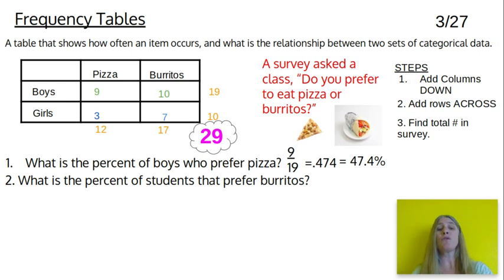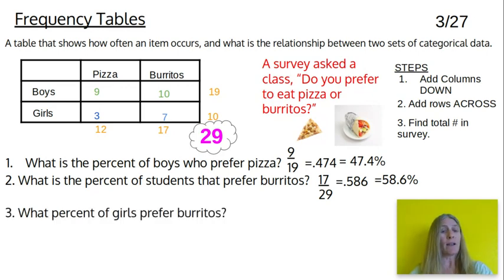Now we have a different question. What's the percent of students that prefer burritos? So now we're going to deal with, it doesn't matter if they're boys or girls, but there were 17 people who preferred burritos out of 29 students that we took the survey for. So that's going to be 17 divided by 29, which is 0.586. Move your decimal point to the right to get 58.6% of students that preferred burritos.